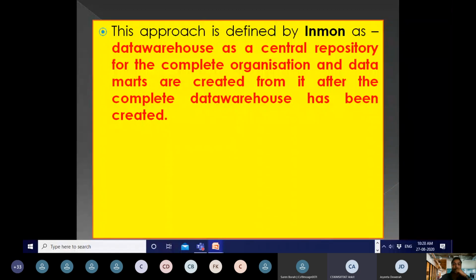Sir Ankit. Ankit, you are absolutely correct. This approach considers the data warehouse as a central repository, right? This means we have created this data warehouse as a central repository for the complete organization, and after that, depending on the requirements, we are creating the different data marts. So in this definition, note that Inmon's top-down approach considers the data warehouse as a central repository.